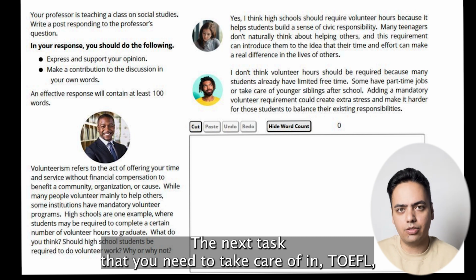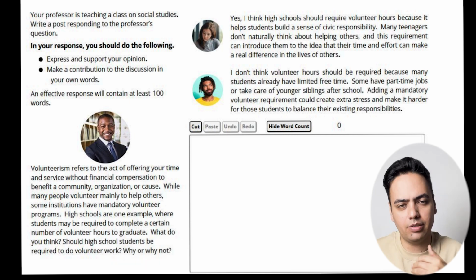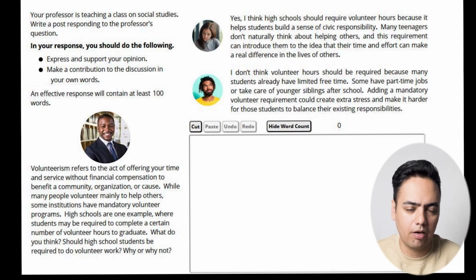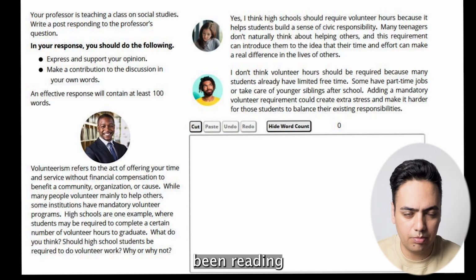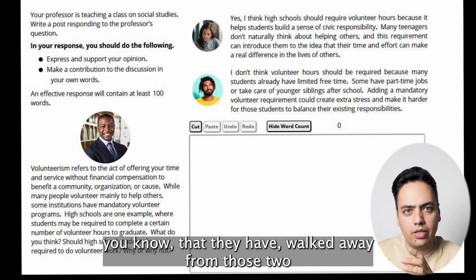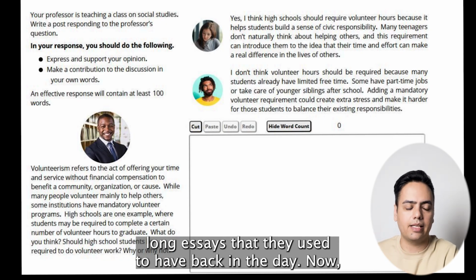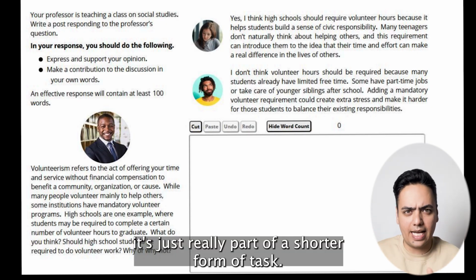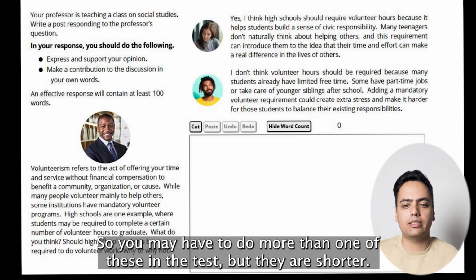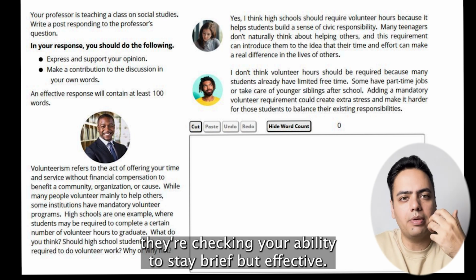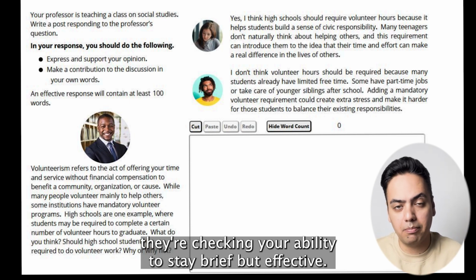The next task that you need to take care of in TOEFL, if you have taken TOEFL in 2024, 2025, or you have been reading and researching about TOEFL after June of 2024, you know that they have walked away from those 2 long essays that they used to have back in the day. Now it's just part of a shorter form of task. So you may have to do more than one of these in the test, but they are shorter, more to the point, and they're checking your ability to stay brief but effective.